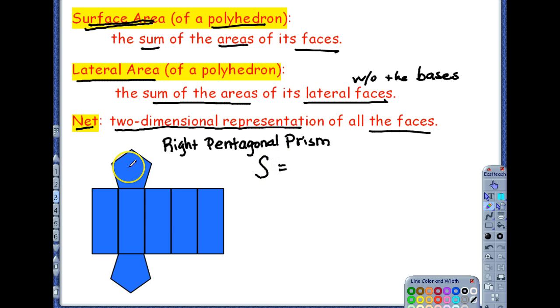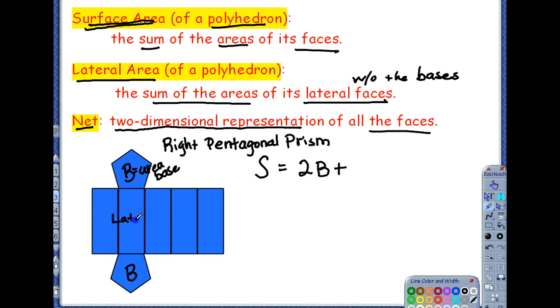Now, instead of just pentagons, I'm going to call it the base, and even use a capital B for the area of the bases. So this is going to be the area of a base, or base area, and we're going to have two base areas. You'll see that big B in all these formulas. The little b is always a base length, a segment length. Capital B usually is area or perimeter. Now, the rest that's left is your lateral area.